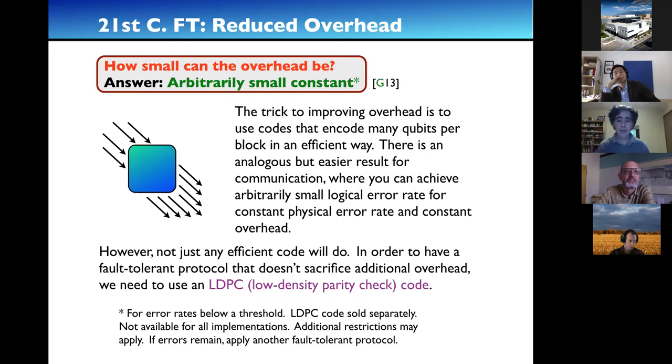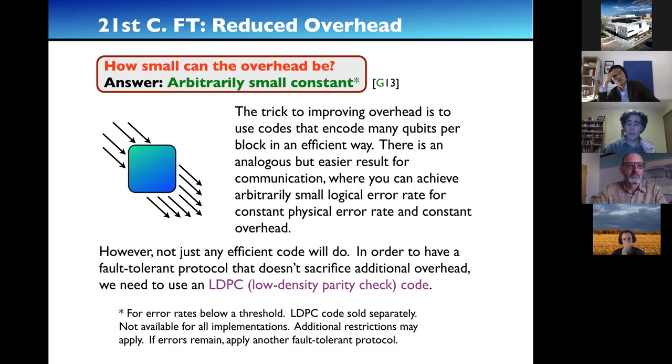So we can ask, at least in principle, how low can the overhead be? And the answer is it can be arbitrarily low. It can be an arbitrarily small constant. We can still have a threshold, and the number of extra qubits we need, the ratio of physical qubits to logical qubits, can be very small.